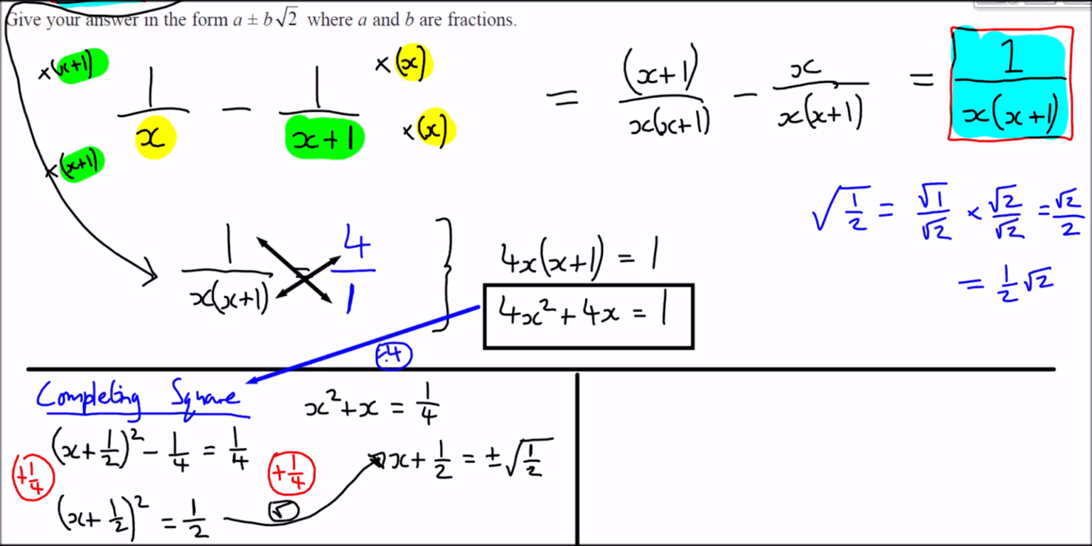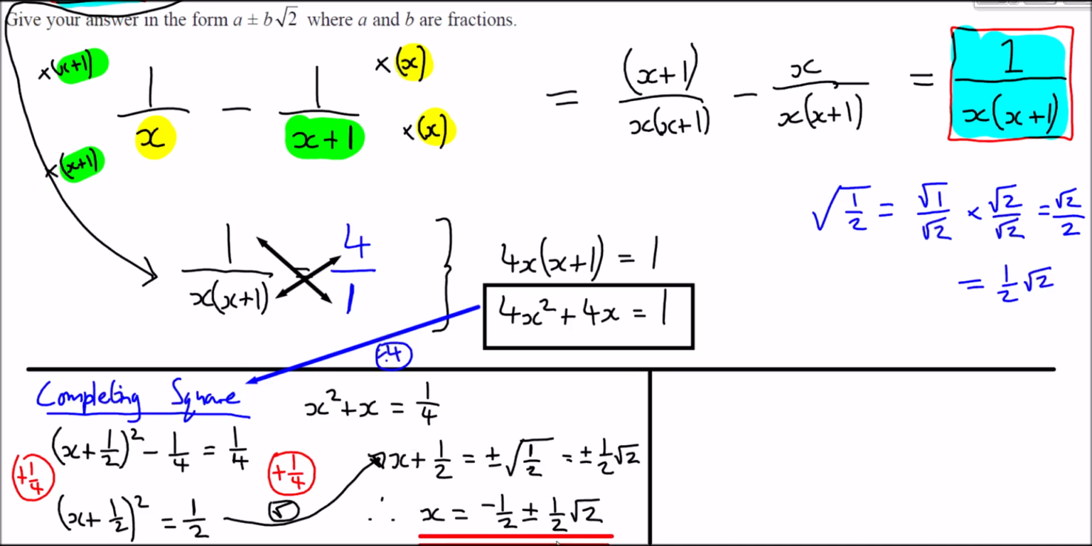Okay, so what I'm going to say here is this can be rewritten as being plus or minus a half of root 2. Therefore, the final step, if I subtract a half from both sides, I have that x equals minus a half plus or minus a half root 2. So that's method 1. That's using completing the square.